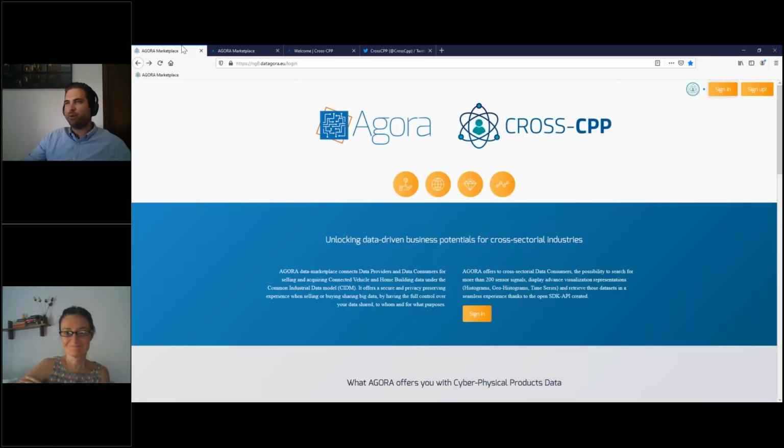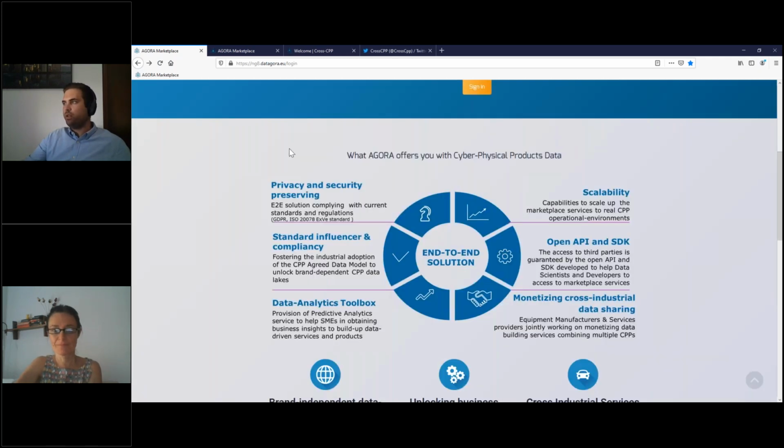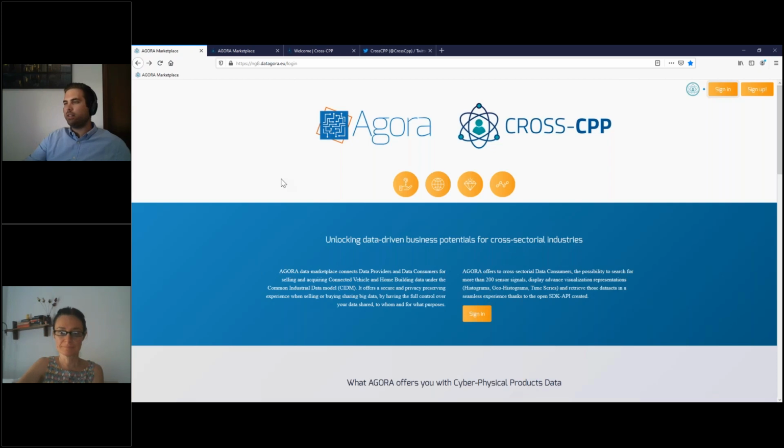Okay, let's see if all goes well, and then we are going to jump also to the data analytics part, which is also very interesting. So you can see the front end. Okay, so basically this is the front end of the application that we have developed.